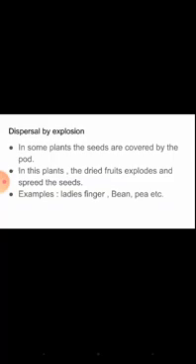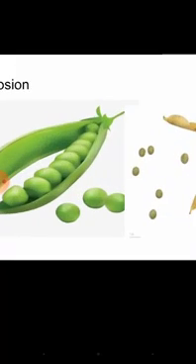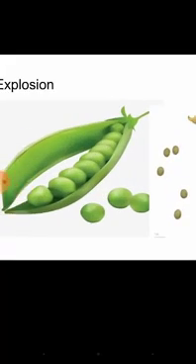So this seed pod, when it dries off, bursts open, leaving the dry seeds to fall in a far away place. In these plants, the dried fruits explode and spread the seeds. Example, lady's finger, bean, pea, etc. Look at this picture. Here I'll show you a seed pod, which is the green color outer covering of the pea plant. You can see the sweet peas inside the seed pod. The green color outer covering is nothing but the seed pod, P-O-D, seed pod.